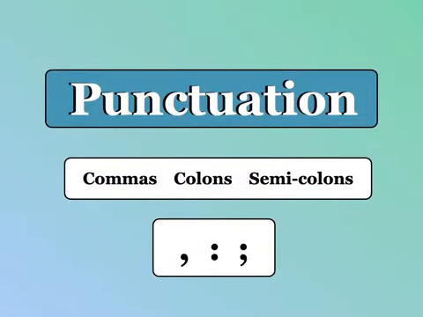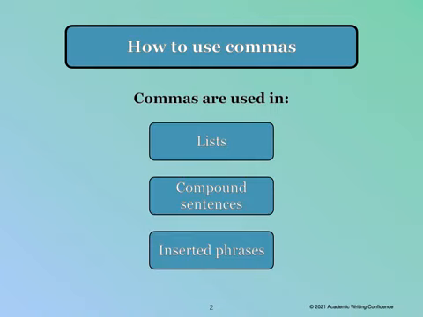Knowing how to use punctuation correctly in your writing is really important. Let's take a look at how we need to use commas, colons, and semicolons in your writing. First, let's talk about how commas are used. Commas are used in lists, compound sentences, and inserted phrases. These are the most common ways that commas are used. So let's look at each one of these uses.